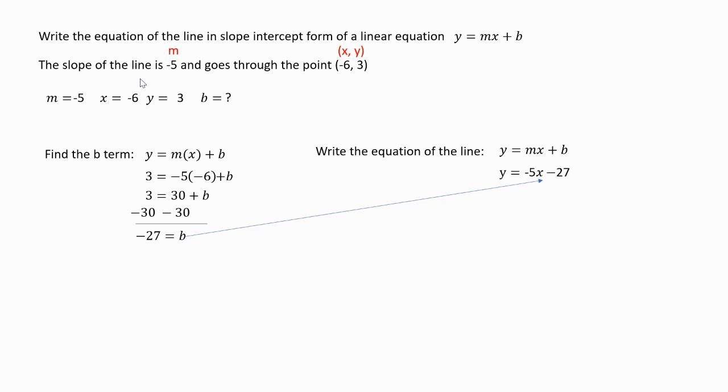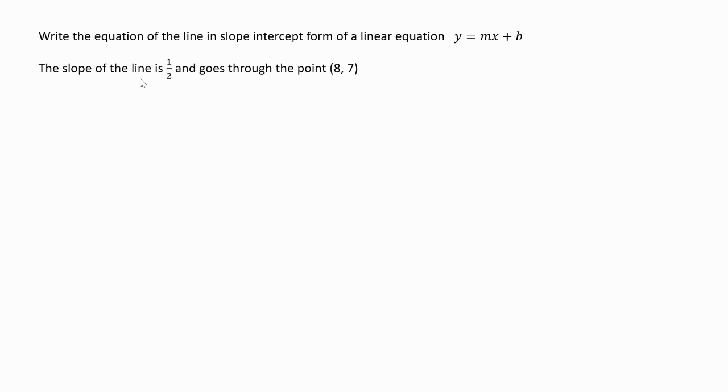So same process, just making sure we understand where everything goes. All right. Let's look at something when the slope is a fraction. There's our final answer. This next one will be the same process, just having a fraction introduces an additional step. If you look at this one here, the slope is 1/2 and it goes to the point (8, 7). So labeling what I know, the slope is 1/2, the x is 8, the y is 7, and the b is unknown. That's the whole point of this process, to find that b.